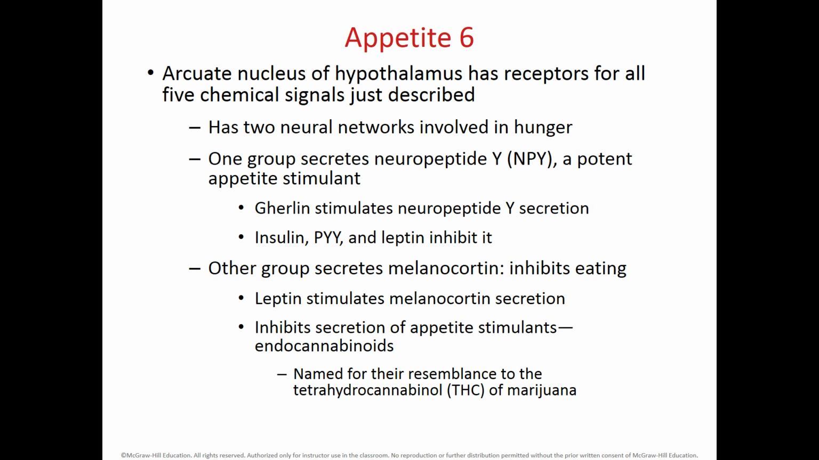Specifically, the center in the brain that helps us control appetite is called the arcuate nucleus, located in the hypothalamus. There are a couple of neural networks involved in hunger. One group in the arcuate nucleus secretes neuropeptide Y, which stimulates appetite, and the other group, called melanocortin, inhibits eating. The group that secretes neuropeptide Y works with ghrelin to stimulate its secretion, and with insulin, PYY, and leptin to inhibit it.